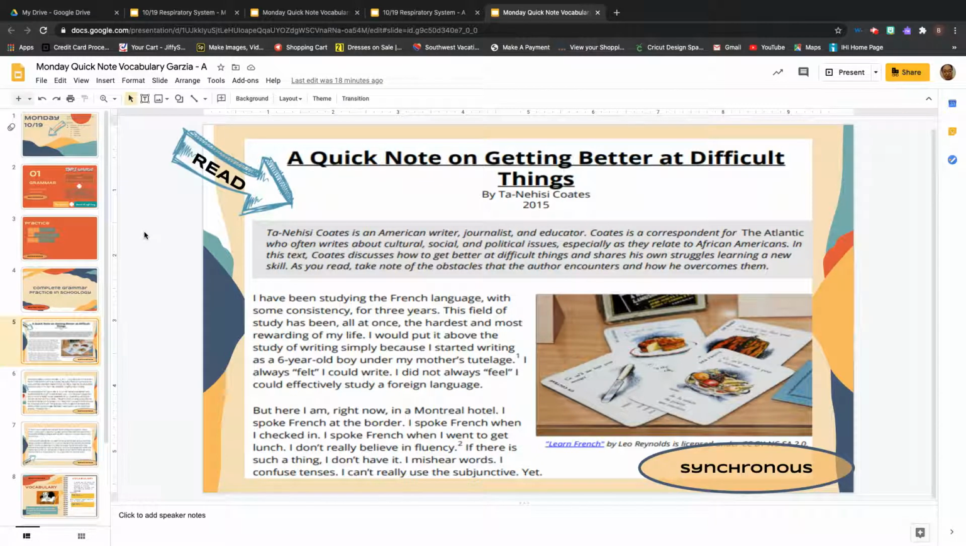But here I am right now in a Montreal hotel. I spoke French at the border. I spoke French when I checked in. I spoke French when we went to get lunch. I don't really believe in fluency. If there's such a thing, I don't have it. I mishear words, I confuse tenses, I can't really use the subjunctive yet.